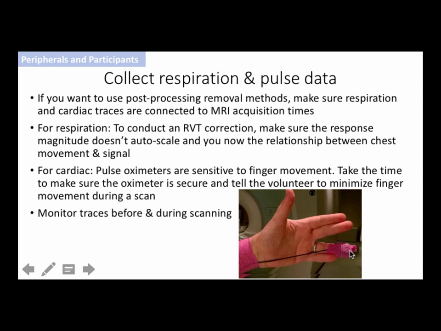Particularly for MRI, a lot of these devices in MRI systems are designed for what's called gating. So most MRI systems include a pulse oximeter because they want to know where the beats are, because certain MRI sequences are gated to certain parts of the heart rate. They don't care about stability. They don't care if they miss a beat or two. So they're not really designed to be as precise as the type of stuff we sometimes want to do in fMRI. And lastly, monitor traces before and during scanning. If things look weird, it's worth taking a pause and trying to fix them.